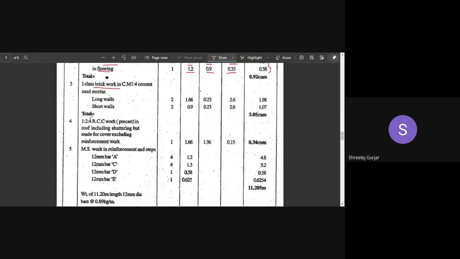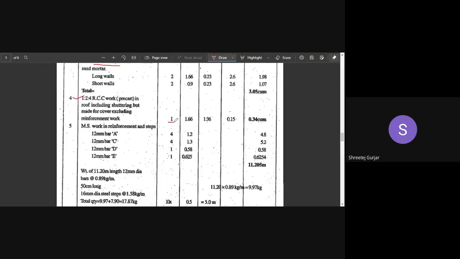So moving on to RCC work. RCC work is here. So 1 meter, one in number, one slab. This is the dimension you can observe in the figure: dimension of your RCC slab at 1.66 length and 1.36 breadth. And the thickness of your RCC slab is given. No problem in the calculation of your RCC slab.